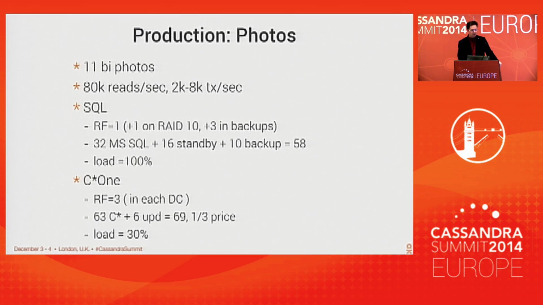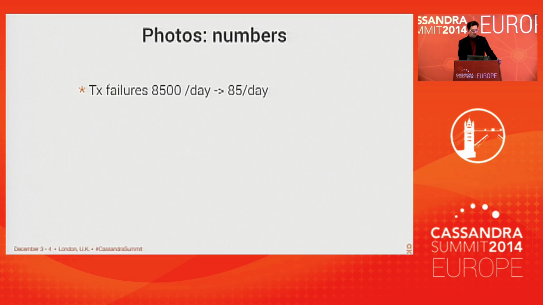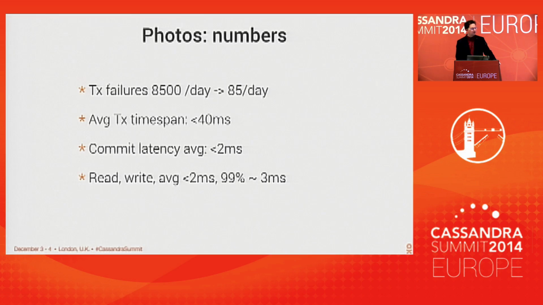The new system has replication factor 3. Every data center has its own copy of the data. A total of 69 nodes are used for this system, but their price is much lower. And it has 3 times the capacity of the old system. We lowered our error rate on photos much, from thousands to just tens per day. And it is fast. You can see the latency numbers on the slide. So it works well at the moment.